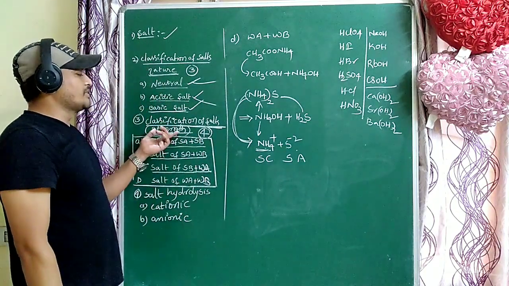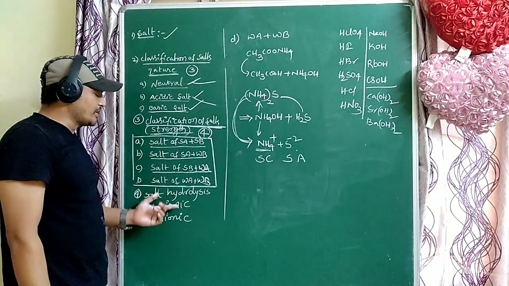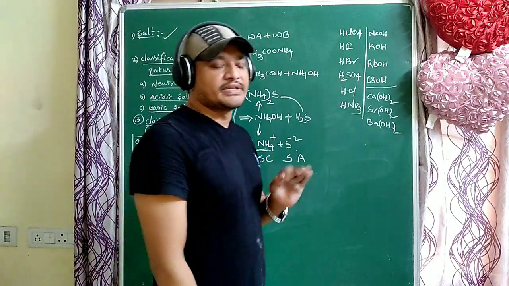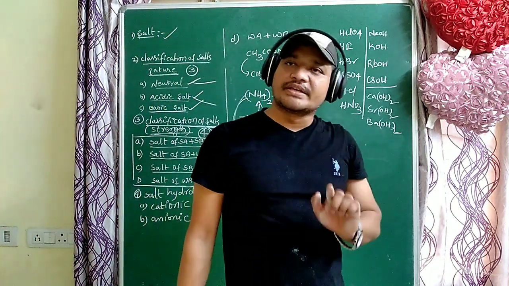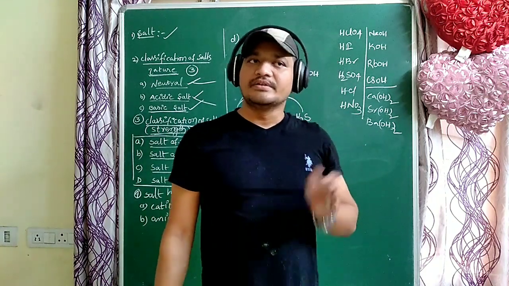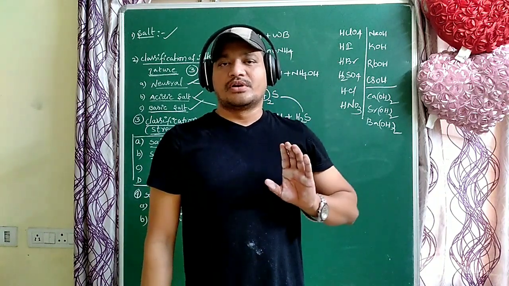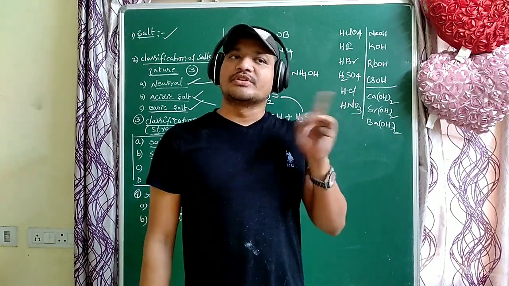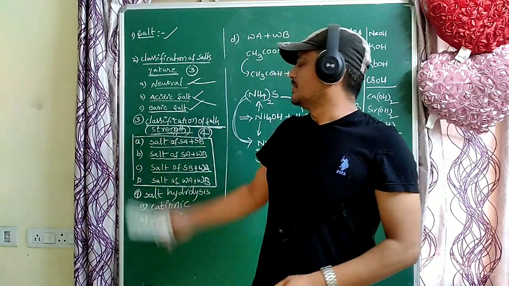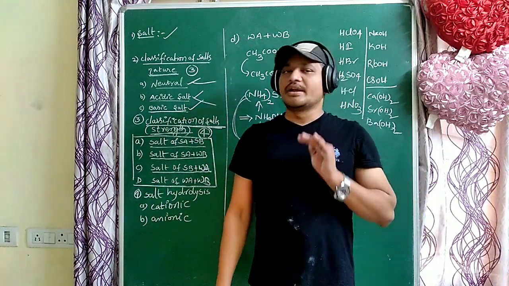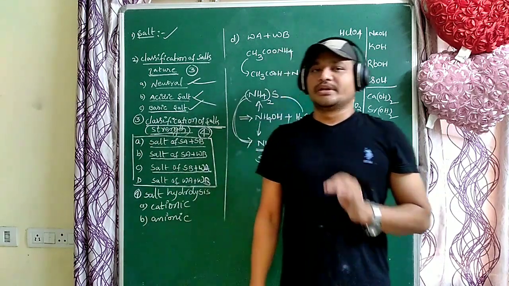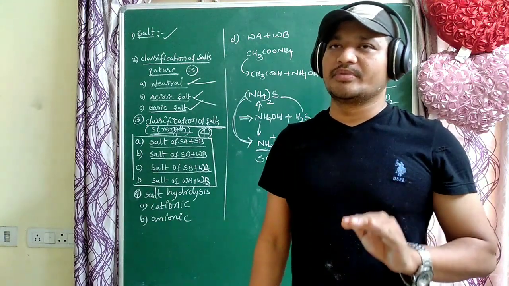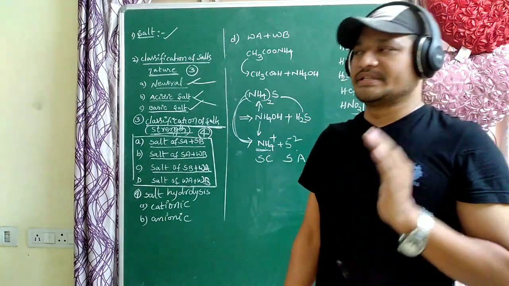Based on the strength of the acids, salts are divided into how many types? Four types: salt of strong acid and strong base, salt of strong acid and weak base, salt of strong base and weak acid, and salt of weak acid and weak base. These are the classification of salts based on the strength of the acids. Based on nature, salts are divided into 3 types: neutral salt, acidic salt and basic salt. So next, go to salt hydrolysis. That is a very important topic in ionic equilibrium. So don't miss it. Once listen.